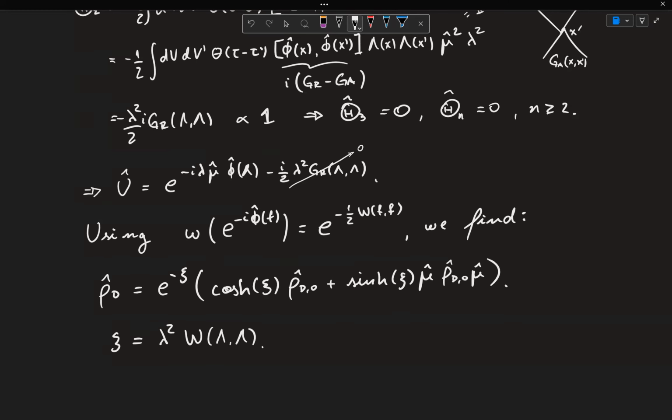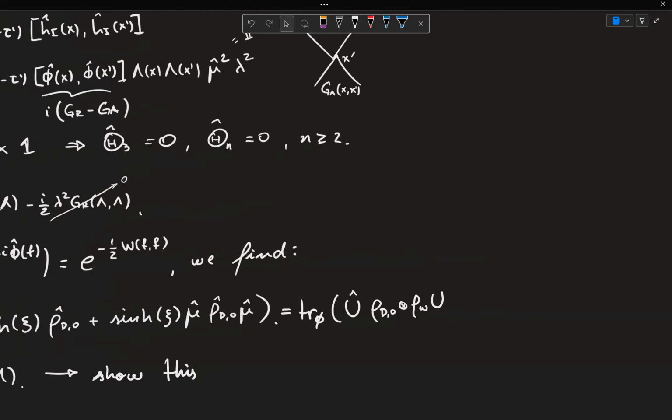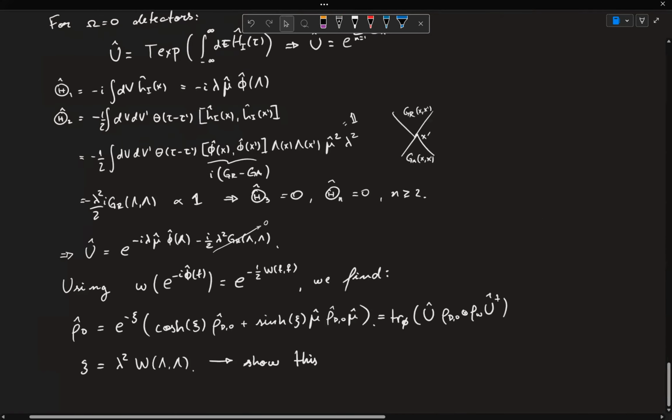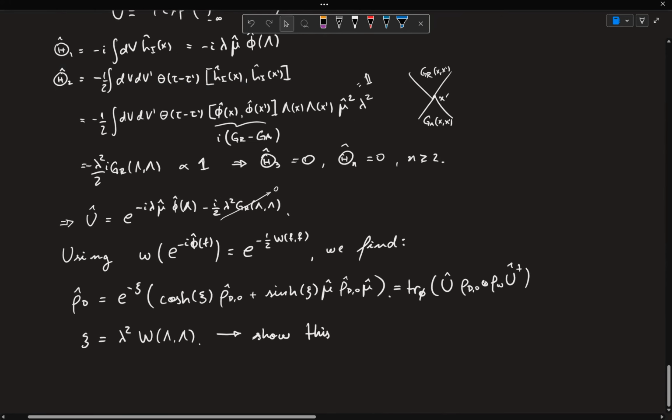You just have to note here that rho d is the trace over phi of U rho d0 tensor rho omega U dagger. And then you can play a little bit with the rules for the commutation relations, whatever. We will talk more about the gapless detector when we consider two detectors.